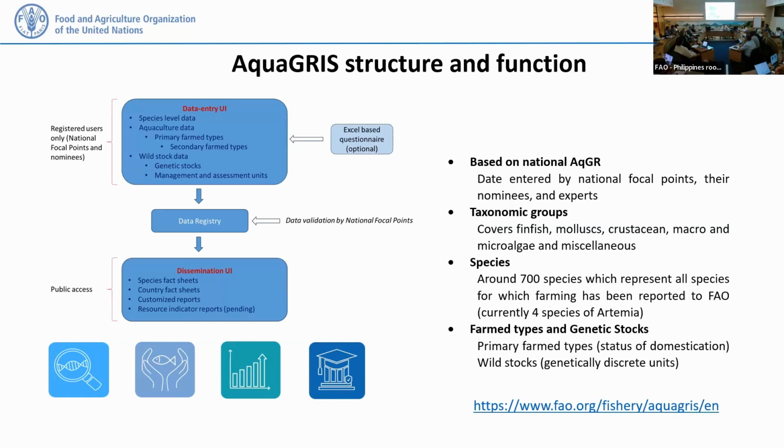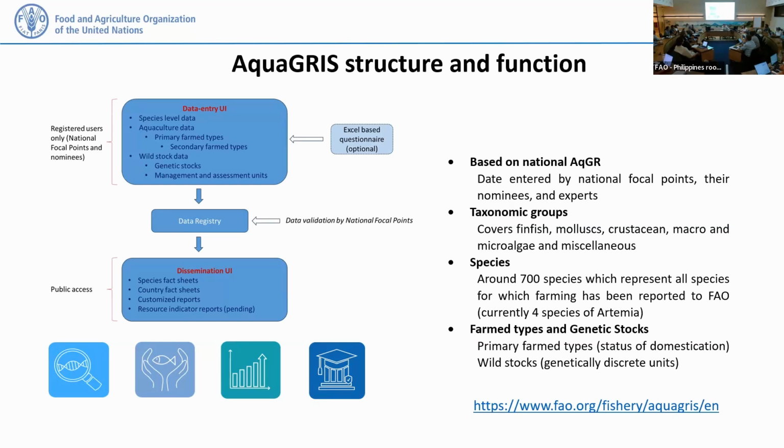So we enter data on a national basis. So we're looking at a genetic resource only under a national jurisdiction. So we could have the same genetic resource in 2 countries that will be entered, or same or similar, that will be entered separately by each country. We deal with all of the major taxonomic groups, finfish, both marine and freshwater, mollusks, crustaceans, macro and micro algae, and obviously zooplankton as well, and even miscellaneous species like crocodiles and frogs.